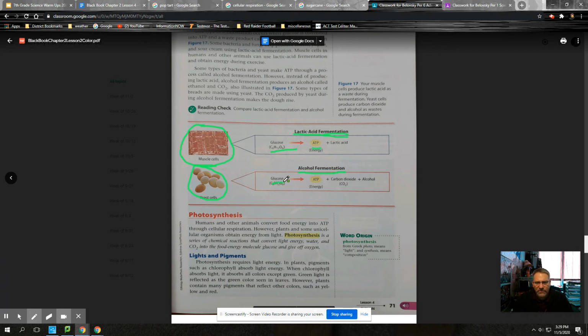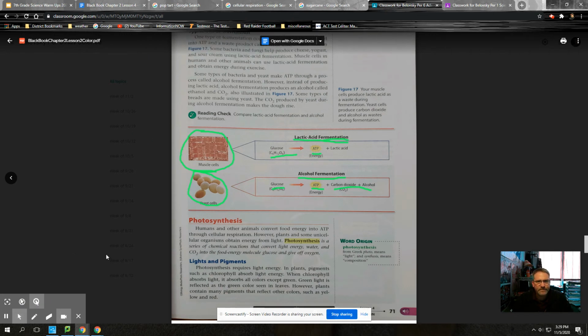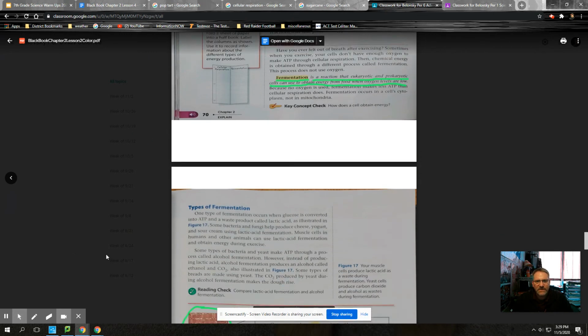It shows glucose, which is sugar, during alcoholic fermentation, creates ATP and carbon dioxide and alcohol. And the carbon dioxide is what makes the bread or the donut nice and fluffy, and the alcohol cooks away. Or in alcoholic beverages, beers and things like that, the alcohol remains in, and that's where the alcohol content comes from. All right. So fermentation we've taken care of.